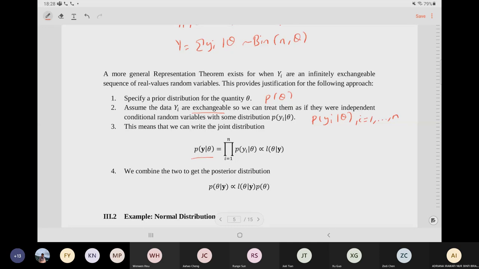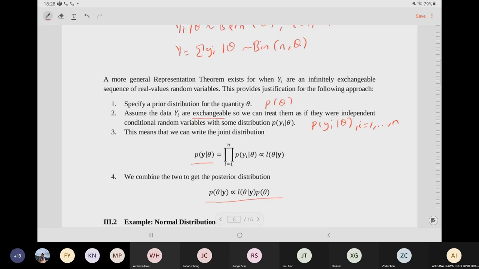The theorem just now was for the Bernoulli case, but a more general theorem implies that the posterior of theta given Y can be obtained if you specify the joint PDF, which is the likelihood of theta given Y, and the prior on theta. This is what we did last week in the example, but here we are saying there is a theorem for it. And there is a reason why they have to specify that the data are conditionally independent.